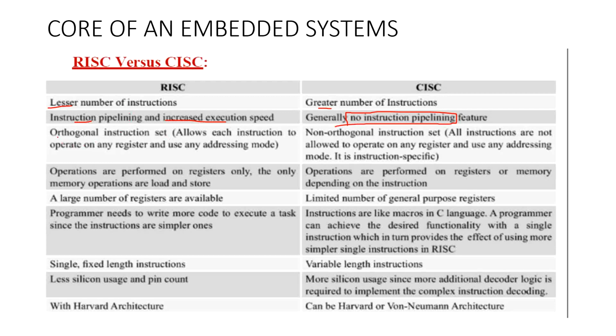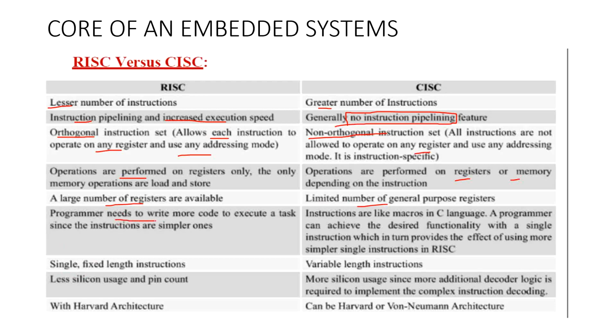RISC has an orthogonal instruction set. It means it allows each instruction to operate on any register and use any addressing mode. Whereas CISC has a non-orthogonal instruction set. That means operations are performed on registers only in RISC, whereas in CISC operations are performed on registers, memory, etc. A large number of registers are available in RISC, whereas in CISC a limited number of registers are available.